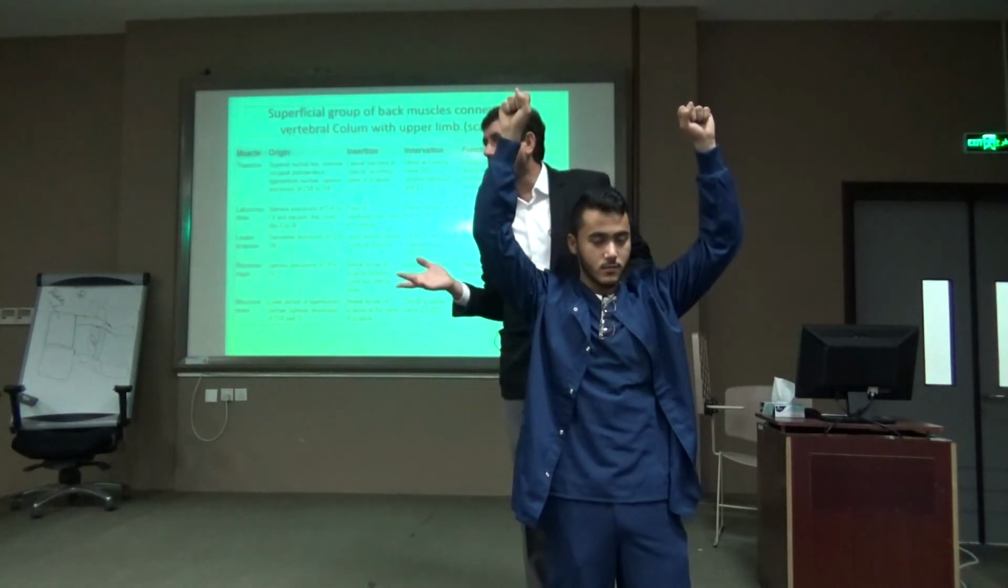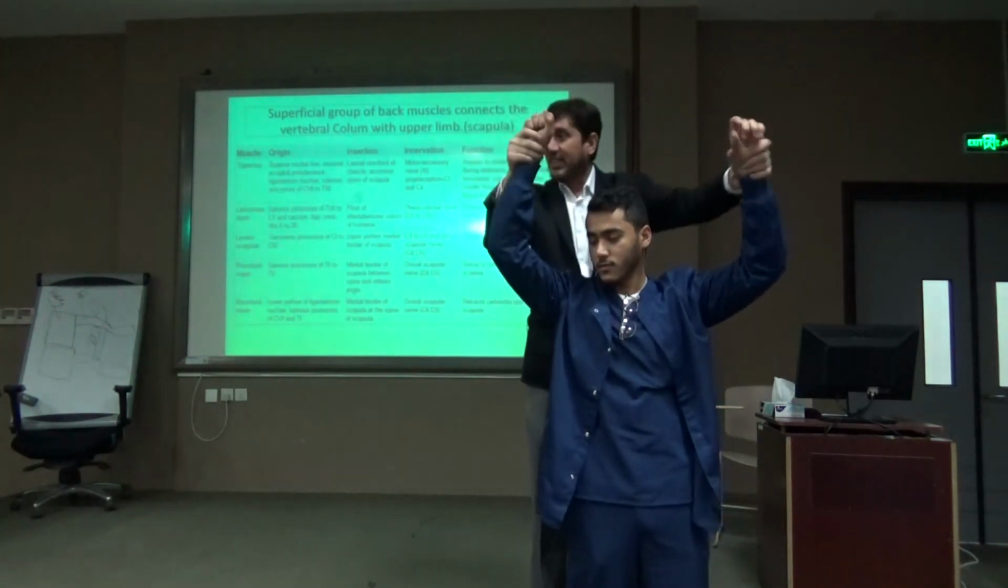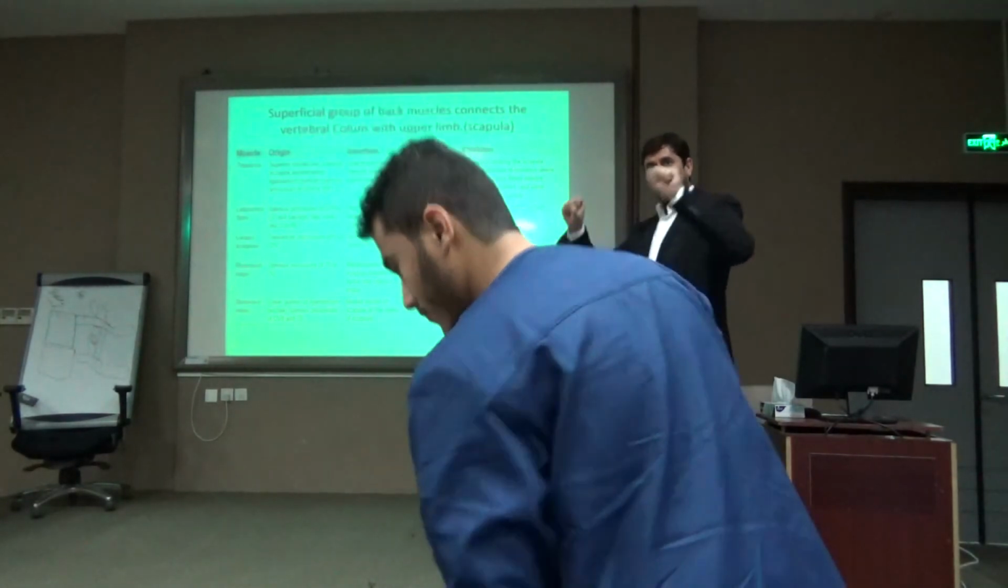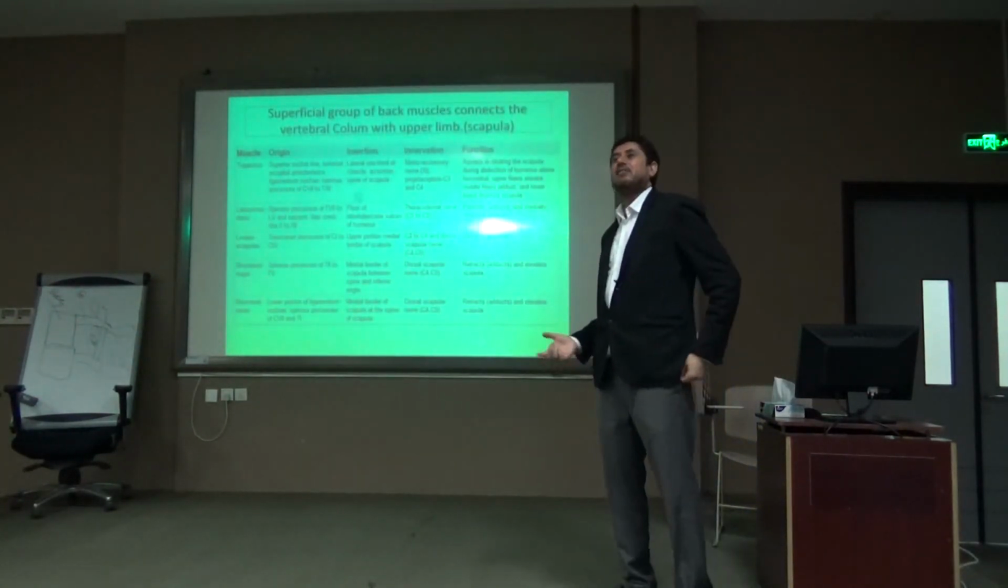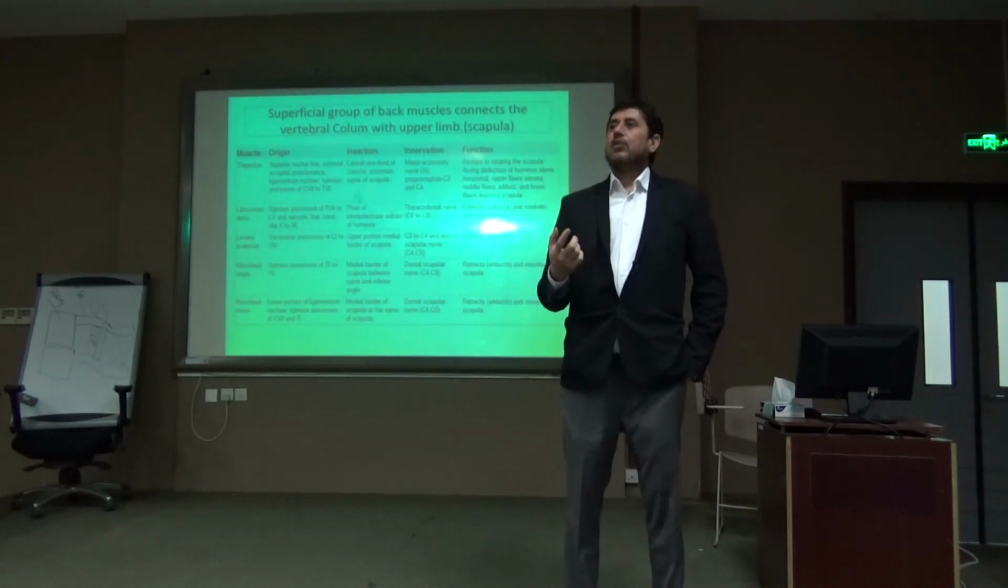How can you produce the movement at the origin? You have to fix the insertion. He has fixed the insertion. Jazakallah khair. So this is the insertion; you are producing the movement. What is the nerve supply of this muscle? Thoracodorsal. So we have done the back muscles.